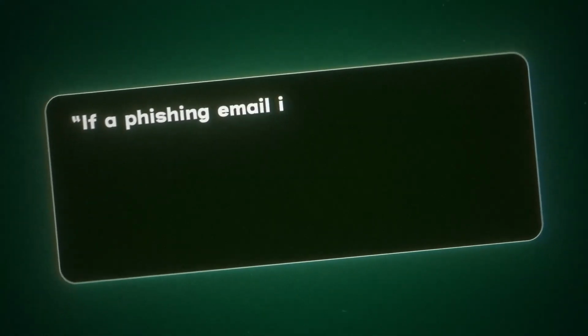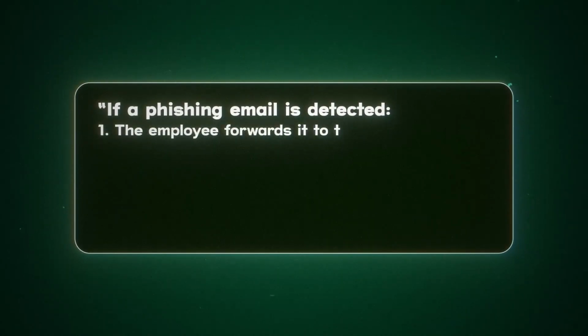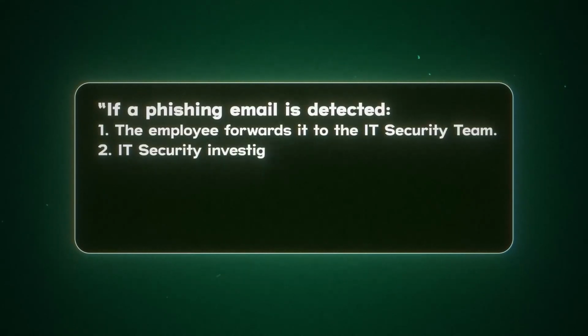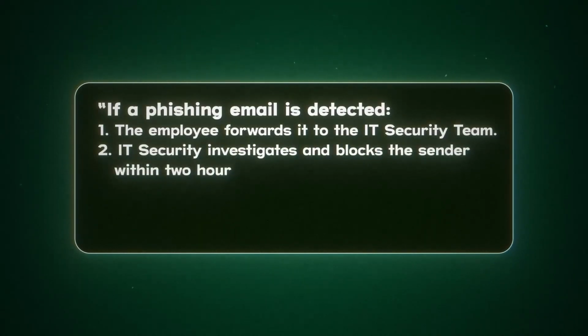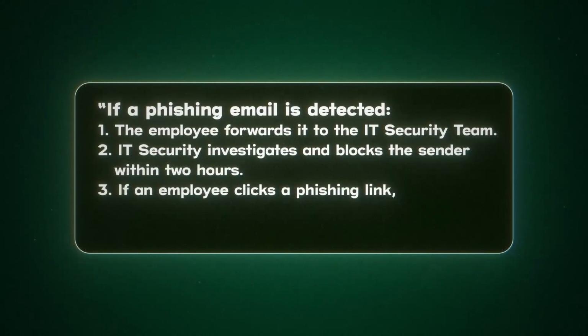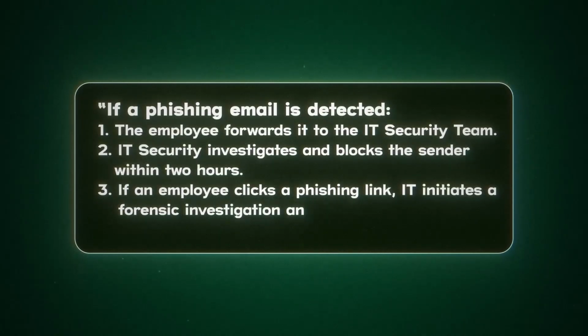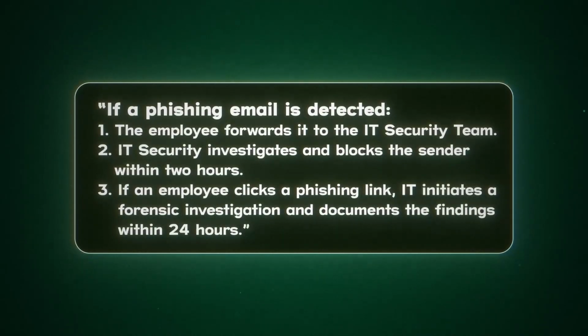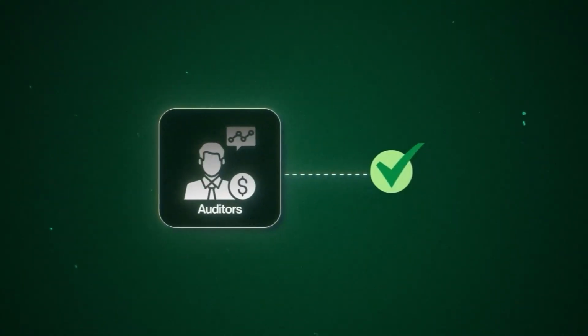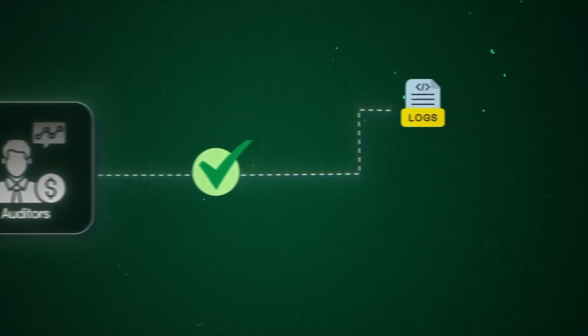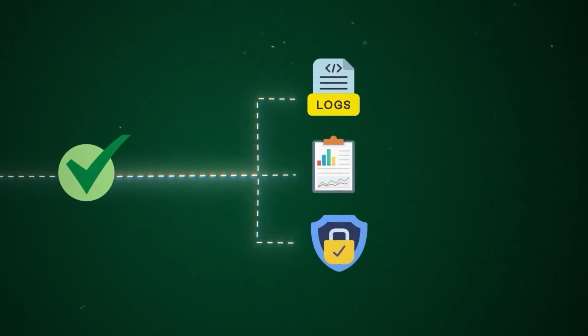If a phishing email is detected, the employee forwards it to the IT security team. IT security investigates and blocks the sender within 2 hours. If an employee clicks a phishing link, IT initiates a forensic investigation and documents the findings within 24 hours. Again, massive difference. With clear steps, employees know exactly what to do, and auditors can easily verify if these steps were followed by checking email logs, incident reports, and IT security actions.